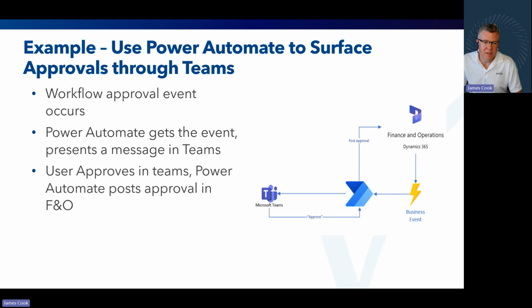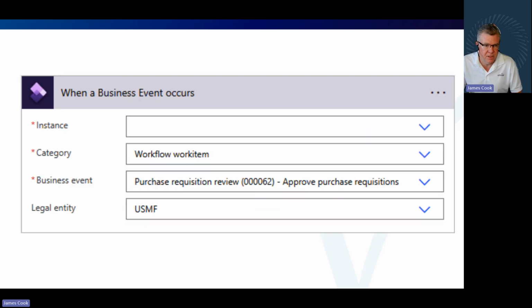Power Automate then sends a Teams message to all the users for that approval, and they can either, although I just marked approve, reject is also a possibility here as well. They then send that approval back. Power Automate handles that. It sends the approval to finance and operations, where the workflow is completed and the ultimate user is notified of what happened. So I'm going to show you some details within this.